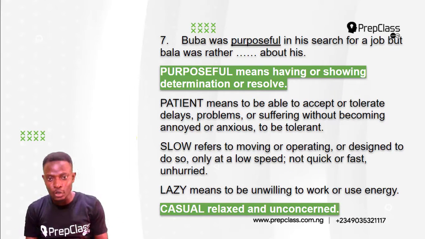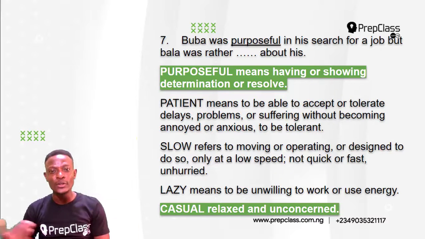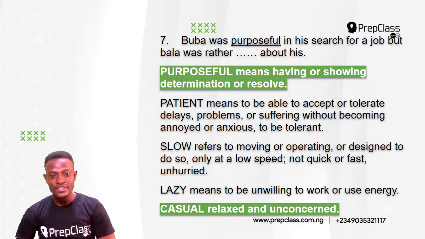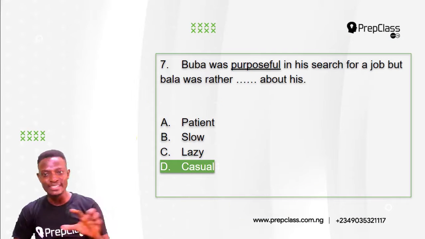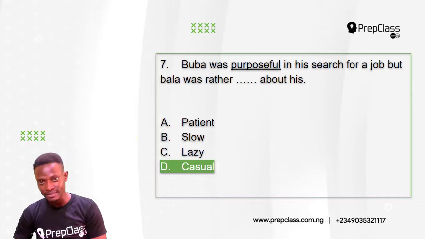He wasn't patient. No, he wasn't slow. He wasn't lazy. He was just casual. He was relaxed and unconcerned. Whereas Buba was purposeful. He was determined. So, the answer is option D. Buba was purposeful in his search for a job, but Bala was rather casual about his.